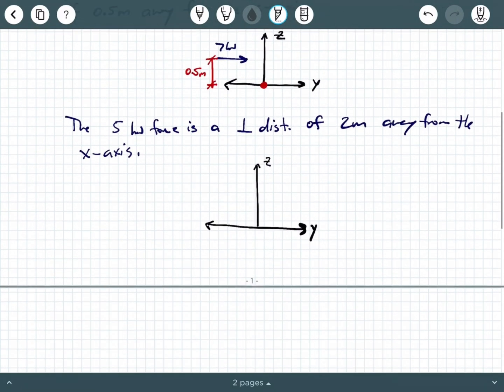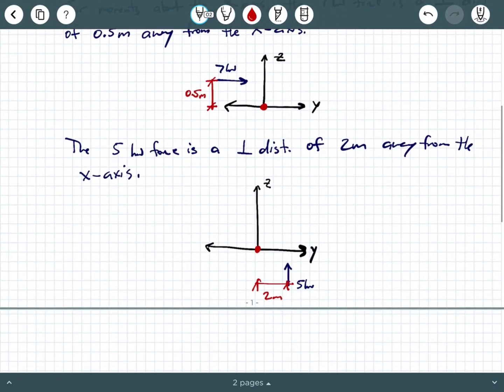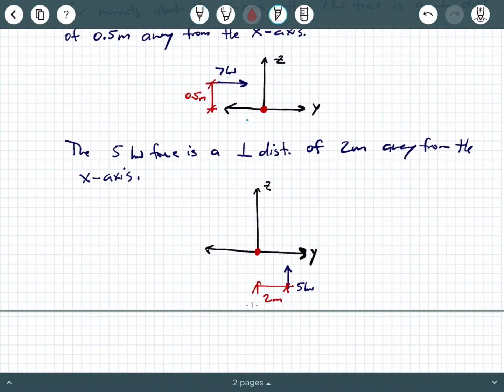And what kind of distance away from the x-axis do we have here? So again, I have this little red dot right here that represents the x-axis. And where's that 5 kilonewtons? Well, it's somewhere right here, right? 5 kilonewtons. And then where's that 2 meters? That's this perpendicular distance right here, 2 meters, all right? So we need to establish some kind of sign convention. So I'm going to say if I'm looking at rotations about the x-axis in both of these 2D figures, I'm going to call counterclockwise positive.